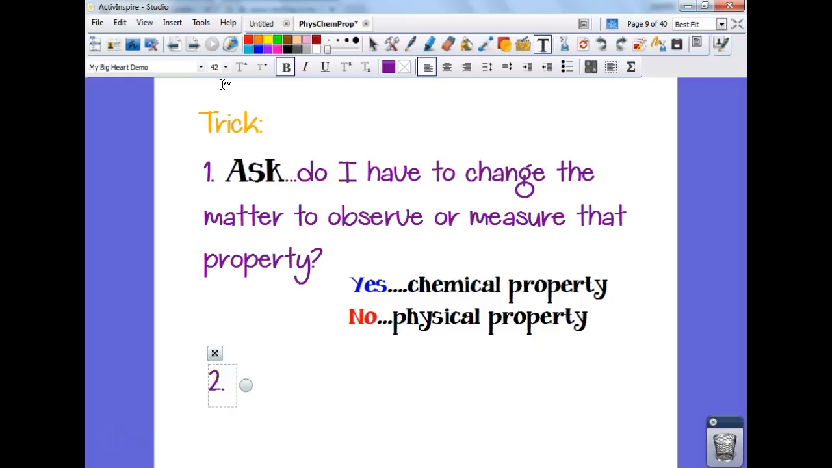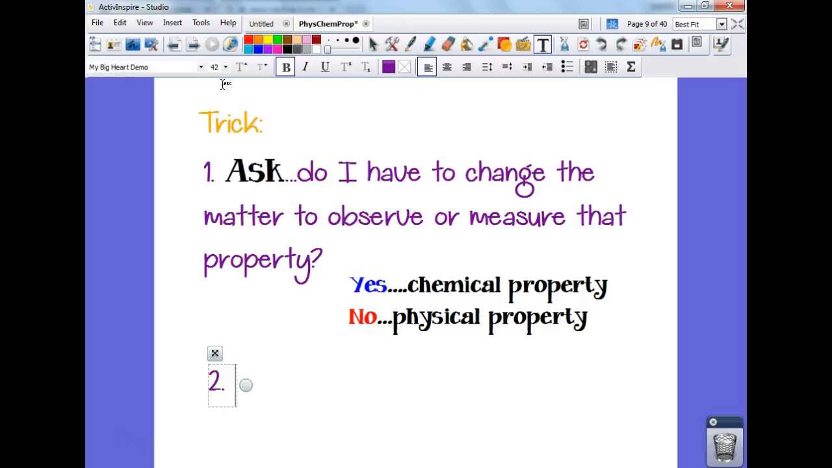Okay, so the first part is when you have the property, like mass. You ask yourself, do I have to change the matter to observe its mass or to measure its mass? If I want to find the mass of this, do I have to change it to do that? Yes or no? No. What do I need to do that? Just put it on a balance. Oh, there's the mass. Write it down. Has this been changed? No. So that means mass is a physical property.